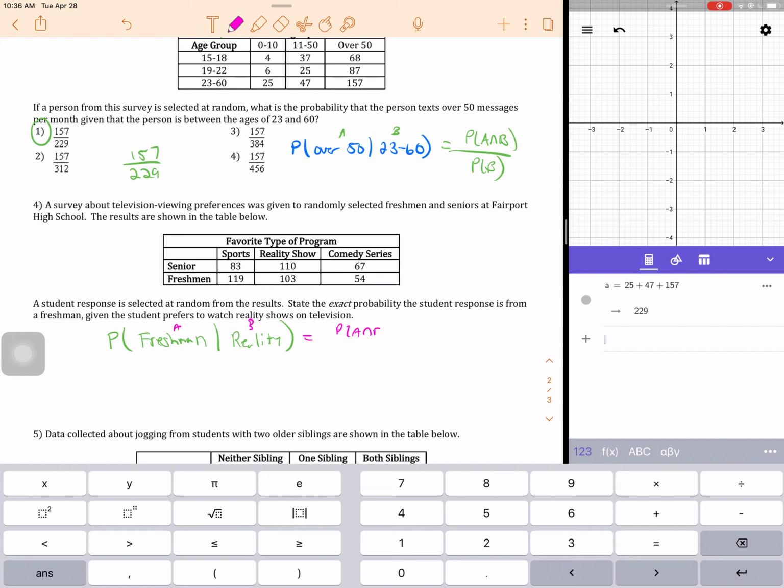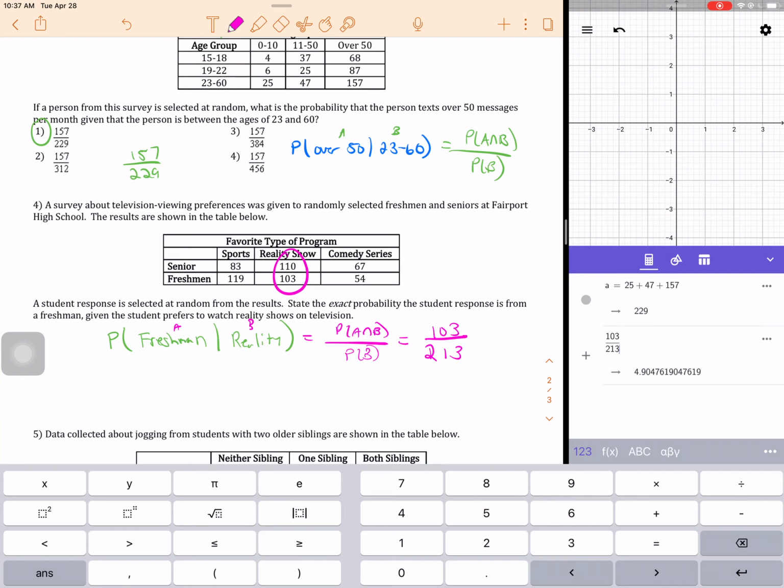So it's A and B over B. Well, how many people picked reality? Well, that's this column right here. So total people who picked reality, 213. And how many people were freshmen and picked reality? That's 103 out of 213.